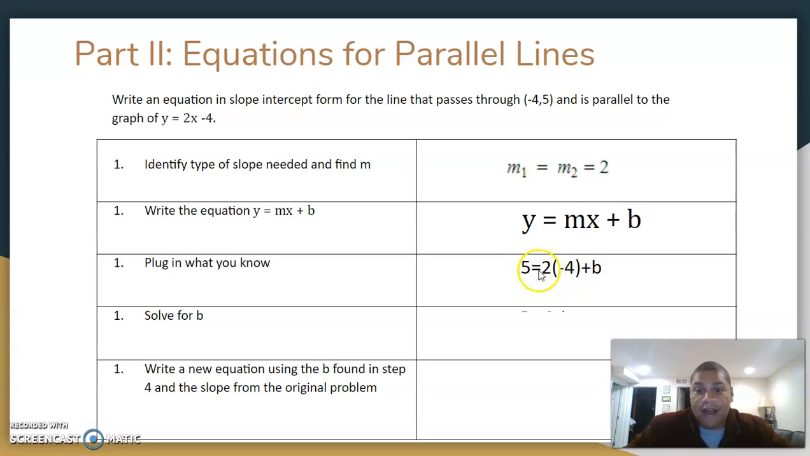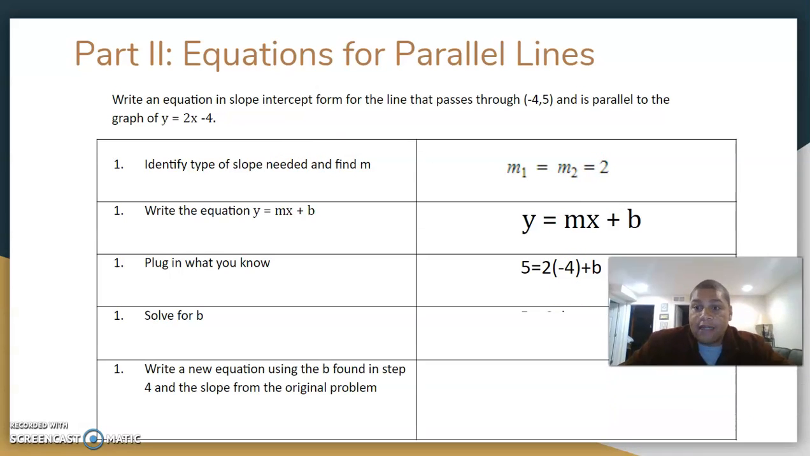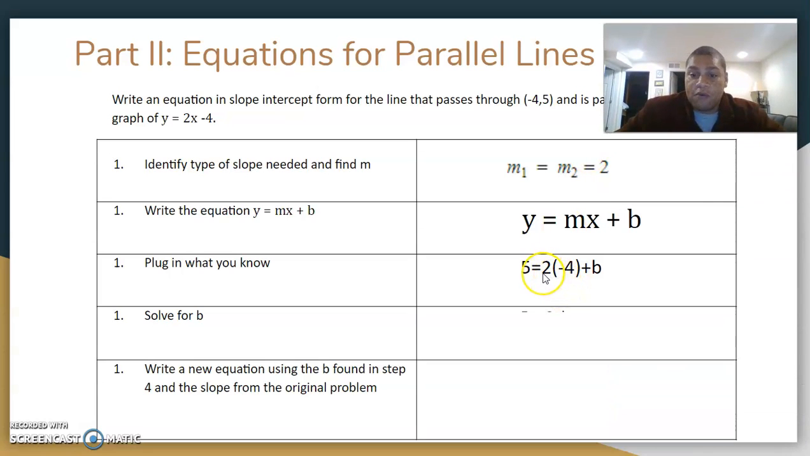What's y? 5. What's m? 2. What's x? -4. And that's all gotten from the original problem. Once we're here, everything's back to what it was before. We are now finding b.